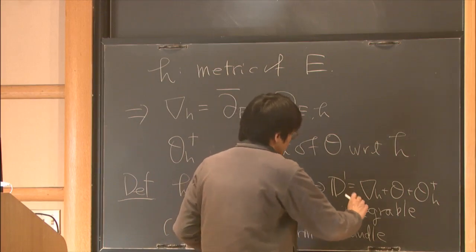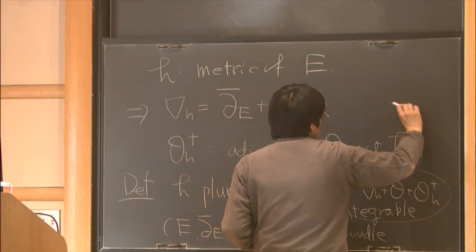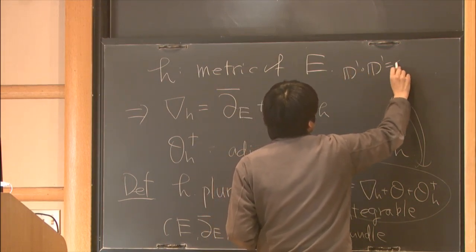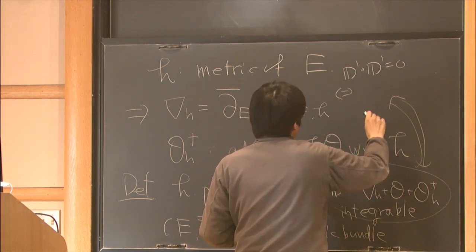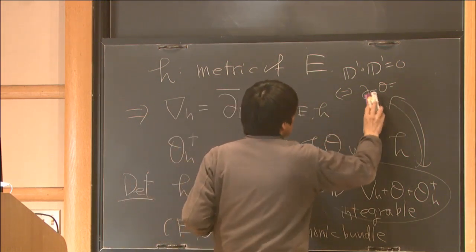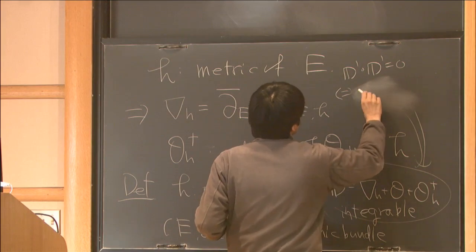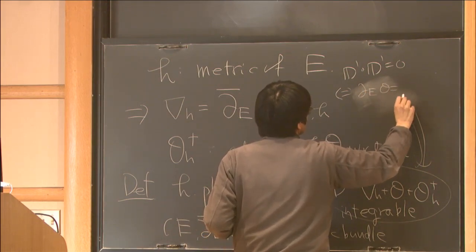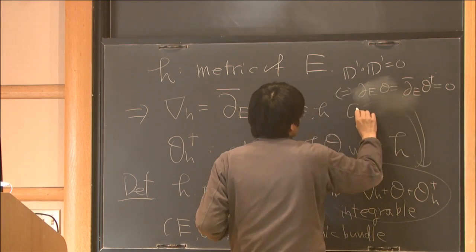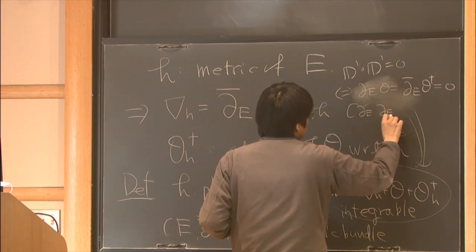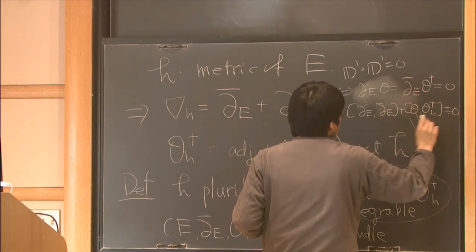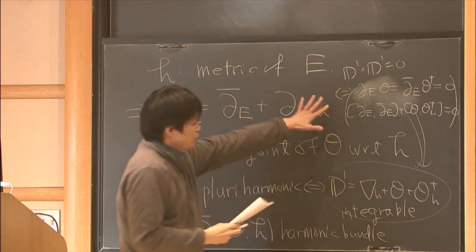So the condition is that this connection is integrable. This means the curvature is 0, which means del_E theta equals 0, and del_E-bar theta-dagger equals 0, and the Hitchin equation. So this is the condition.